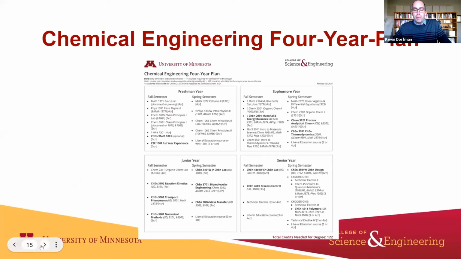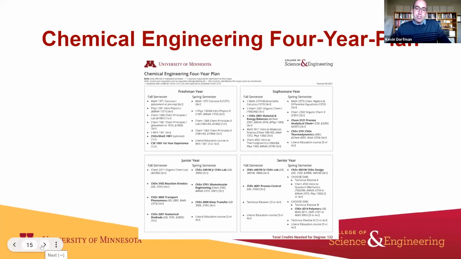So we also have a 4-year plan. It's a little small on the screen to see it, but the key point, there's one class in the sophomore year that's mass and energy balances. That's a kind of introduction to chemical engineering that everybody takes. And then in the spring semester of the sophomore year, we have thermodynamics as the chemical engineering class. And once those are done, you have sort of the key background.